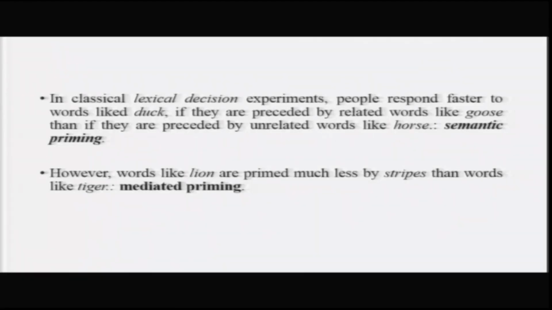And I talked to you about priming in that sentence reading kind of thing, but people have used priming in lexical decision tasks as well. A lexical decision task is very simply that you are shown a word and you are asked whether it is a meaningful word or not. Okay. So in classical lexical decision experiments, people respond faster to words like duck if they are preceded by related words like goose, than if they are preceded by words like horse. As soon as you read goose, the activation flows to duck and duck is facilitated, but as soon as you reach horse, the activation is not coming to duck, it is probably going somewhere else, and so reading duck after horse does not really get any benefit.